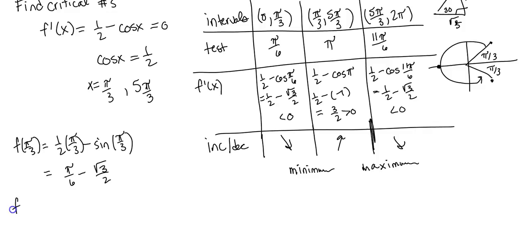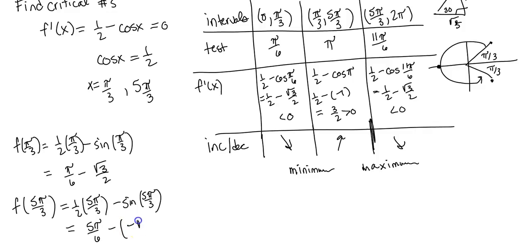And if I wanted to find f of 5 pi over 3, that would be 1/2 times 5 pi over 3 minus sine of 5 pi over 3. So that's 5 pi over 6 minus negative root 3 over 2, or 5 pi over 6 plus root 3 over 2.